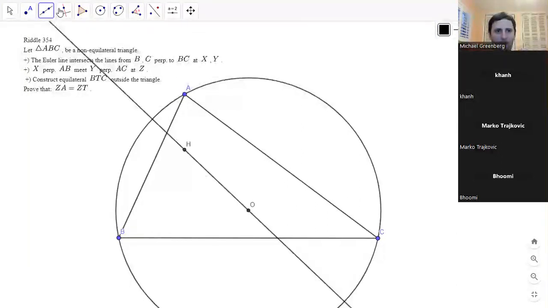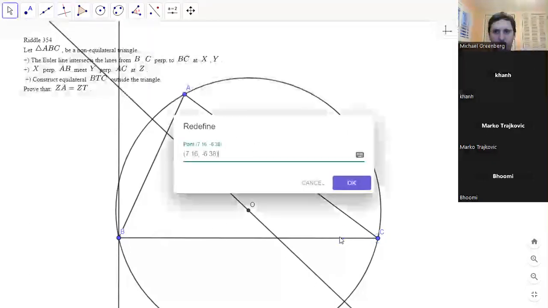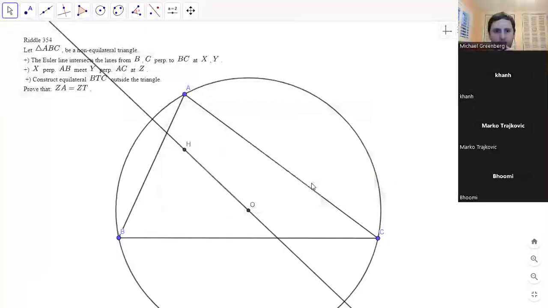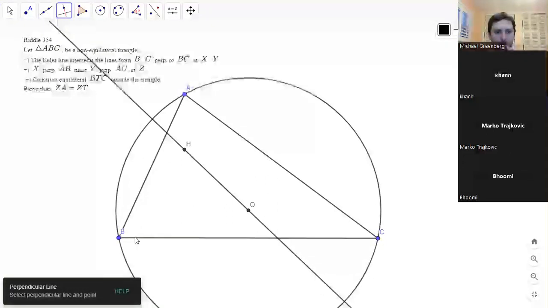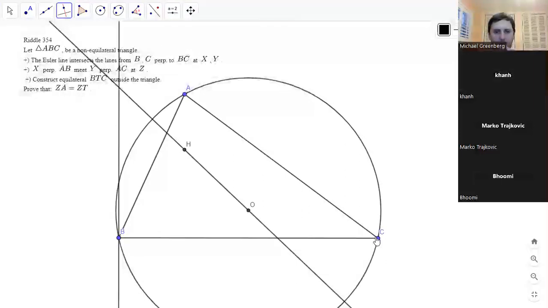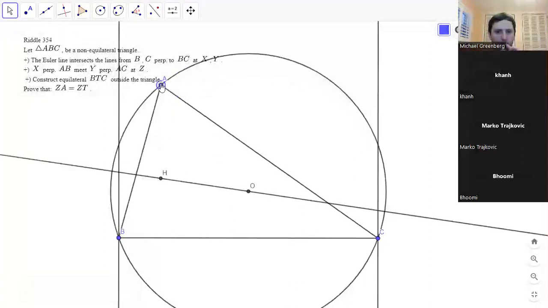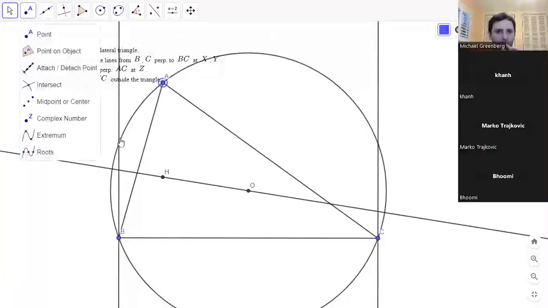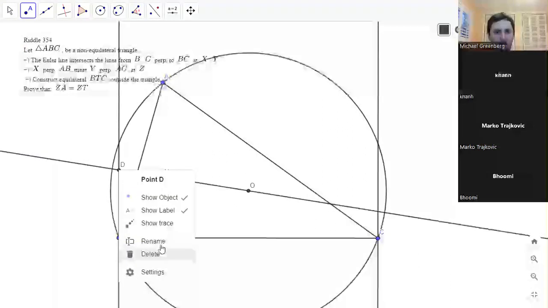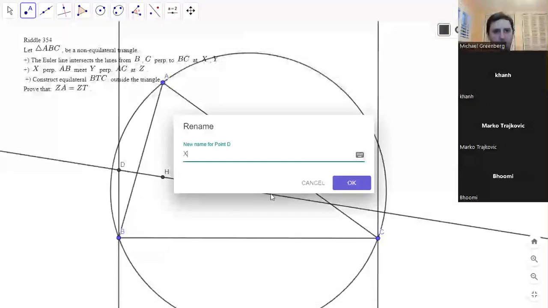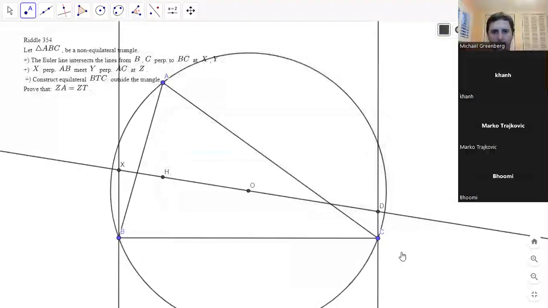And then we draw the perpendiculars from B and C to BC. So let's see if I can make it. Sorry about that. So it's going to intersect at X and Y. There we go. That looks a little better. So this is X, and this is Y.